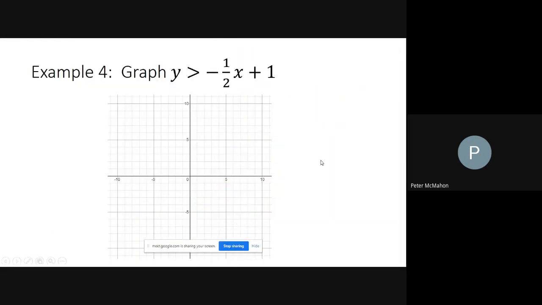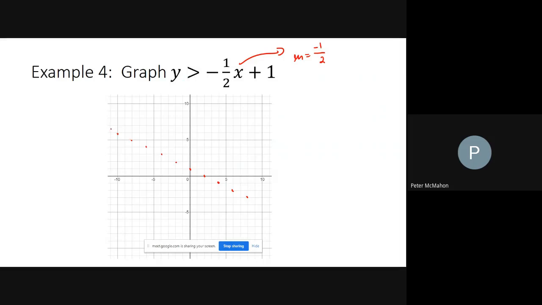Okay, y is greater than -1/2 x plus 1. So this is a slope of m equals -1/2. That means we're going down 1, right 2, and we have a y-intercept of 1. So if I go down 1, right 2, down 1, right 2, and same thing, if I go up 1, left 2, I have these points. Now here's a bit of a difference from this question. First of all, we're going to figure out what this line looks like. Now what's different here is we want greater but not equal to.